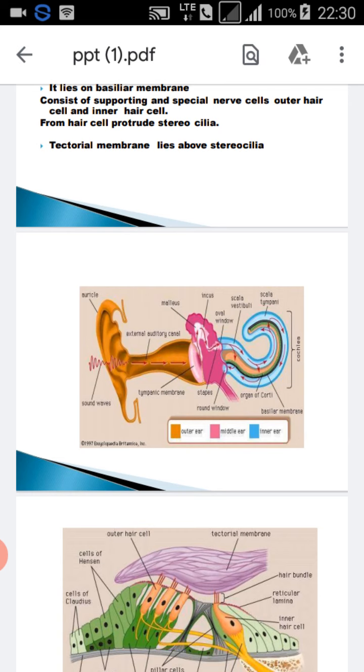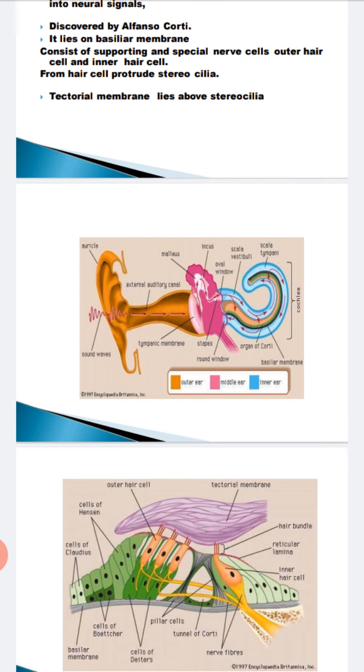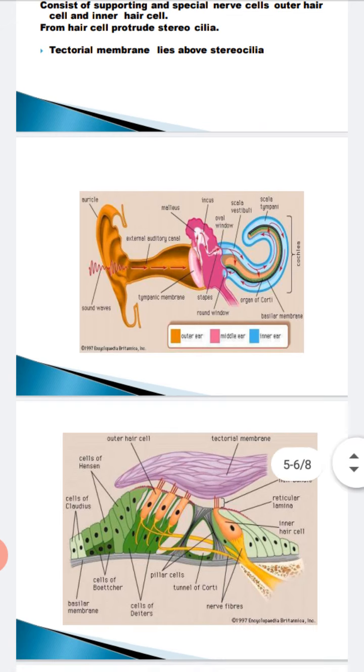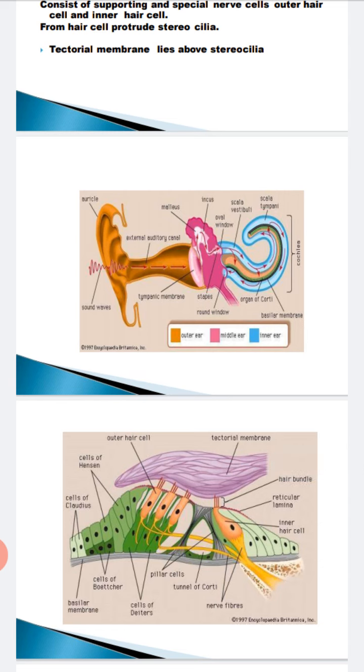And as I told you, the scala vestibuli and the scala tympani both contain the fluid called perilymph. So there will be vibration in the perilymph also. These vibrations are transferred to the scala media, where the organ of Corti is. You will see in the next diagram, I will show you the organ of Corti. It is composed of the outer hair cells, the inner hair cells, and the supporting cells. So when these vibrations come into the endolymph, it will also vibrate.